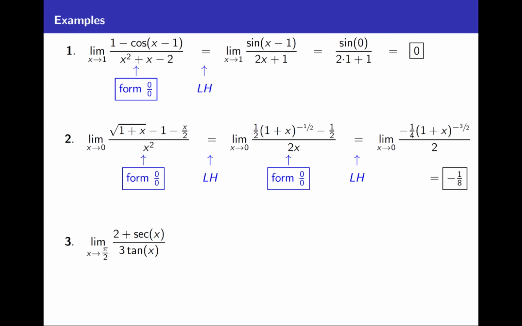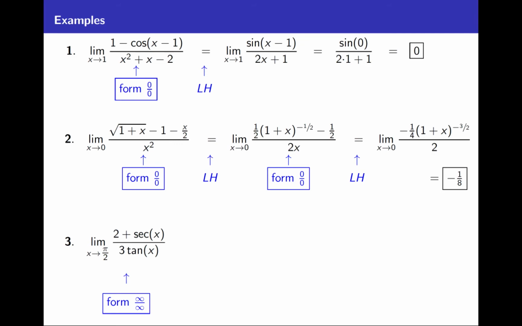Here's another one. The limit as x approaches pi over 2 of 2 plus secant x over 3 tangent x. Now, let's see. x goes to pi over 2. What's happening to the top? Secant x is approaching infinity. You have a vertical asymptote right there at pi over 2. So the numerator is approaching infinity. And likewise, the bottom, 3 times tangent x, is approaching infinity as well. You have a vertical asymptote for tangent right at pi over 2. This limit has form infinity over infinity.